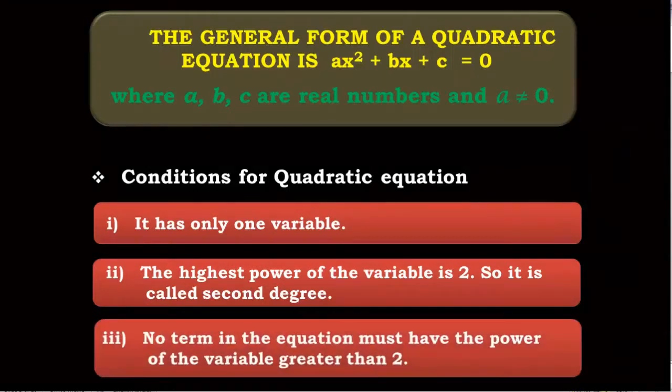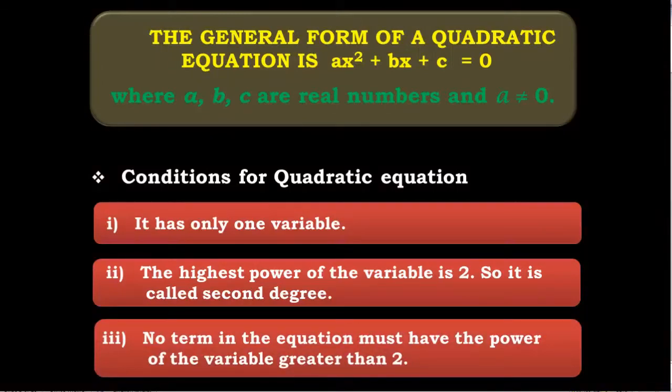Now see, no term in the equation must have the power of variable greater than 2. If the power of variable is 3, then it is not a quadratic equation. So remember students, while checking whether the equation is quadratic or not, first check it contains one variable and the highest power of variable is 2.